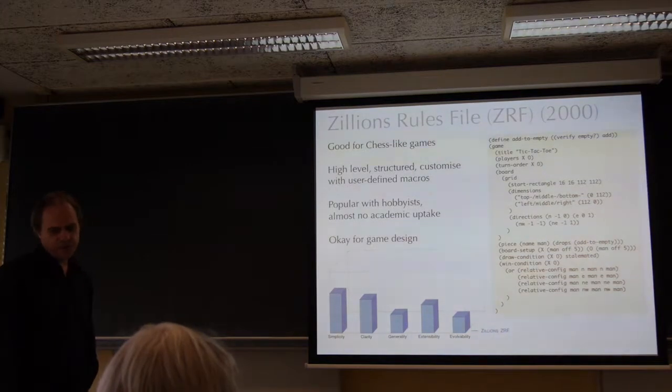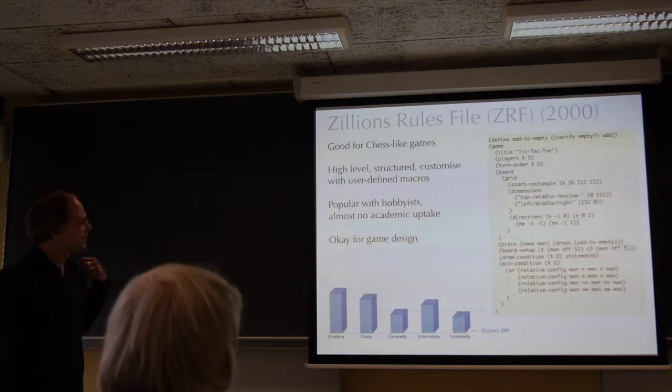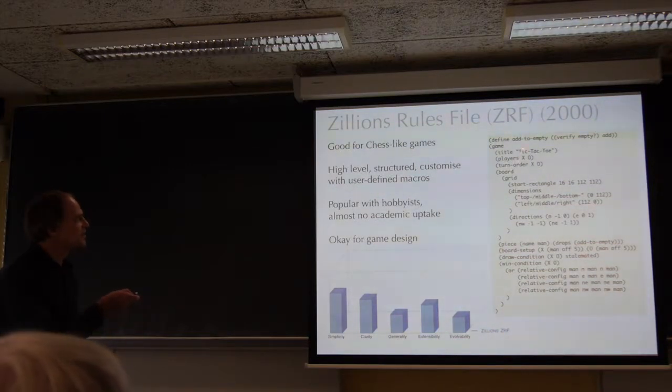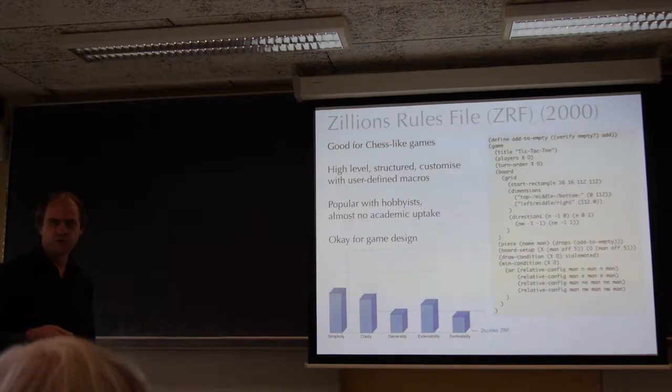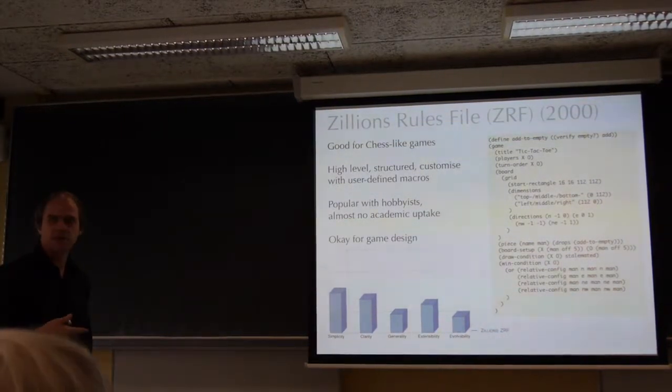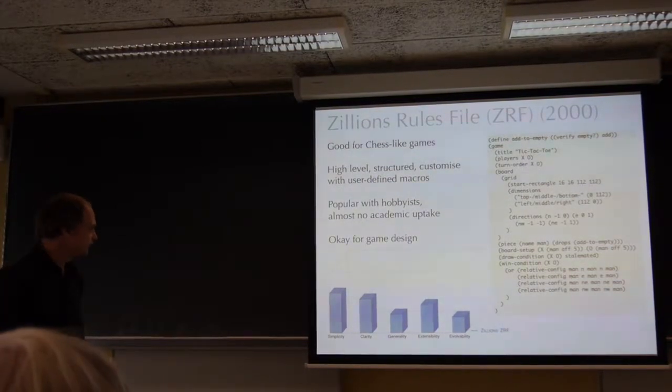The Zillions rules file is from the Zillions of Games program from around 2000. It's very good for chess-like games, but gets less good the further you diverge from chess-like games. It's a high-level language. Here is tic-tac-toe as an example. And the user can define macros, which makes it reasonably extensible. It's very popular with hobbyists. It's probably the most successful commercial general game program. It's had almost no academic uptake, just a couple of papers use it. And it's pretty good for game design.